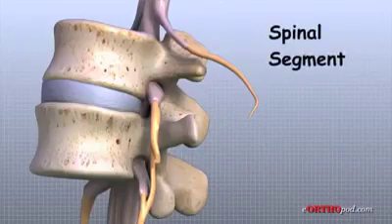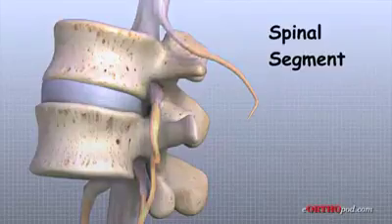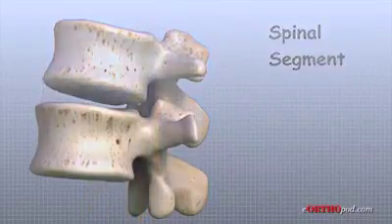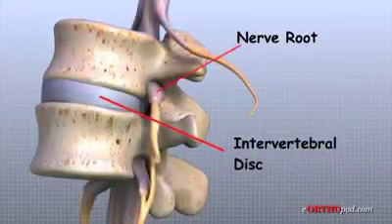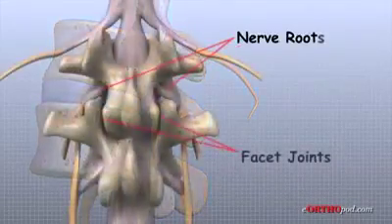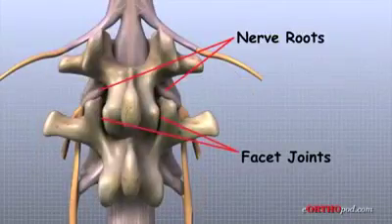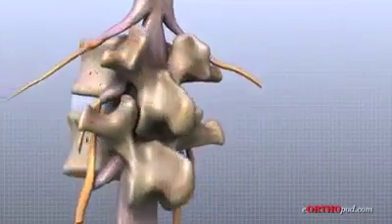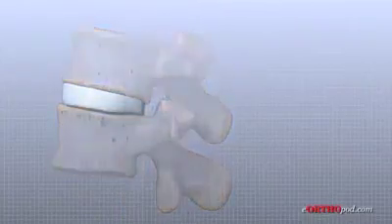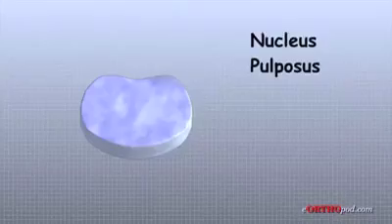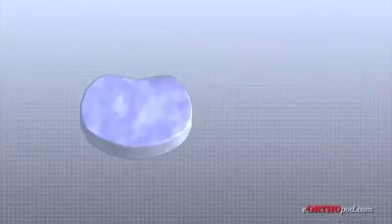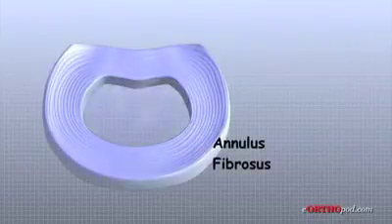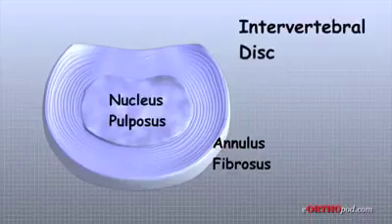It is sometimes easier to understand what happens in the spine by looking at a single spinal segment. The spinal segment includes two vertebrae, the intervertebral disc between, the two nerve roots that leave the spinal cord at that level, and the small facet joints that link each level of the spinal column. An intervertebral disc is made up of two parts. The center, called the nucleus pulposus, is spongy and acts like a shock absorber to cushion the force between each vertebra. The nucleus is surrounded by a series of strong ligamentous rings called the annulus fibrosus.